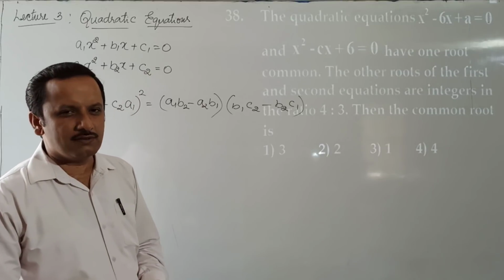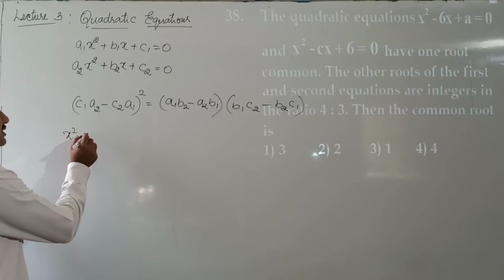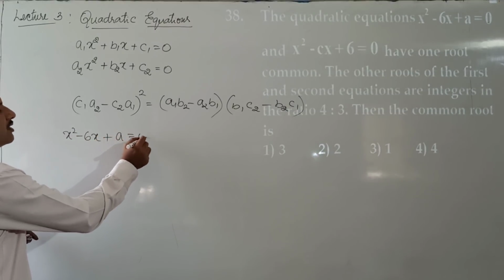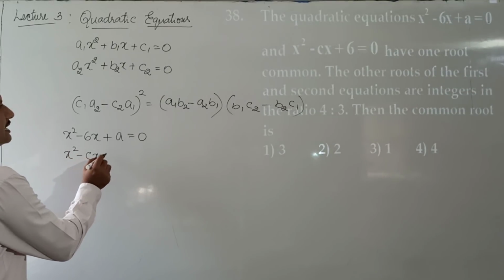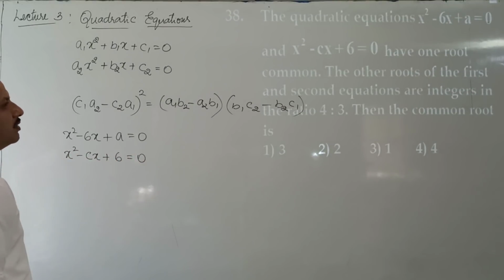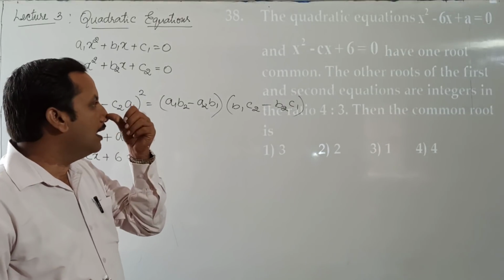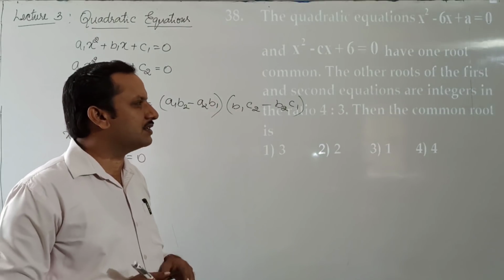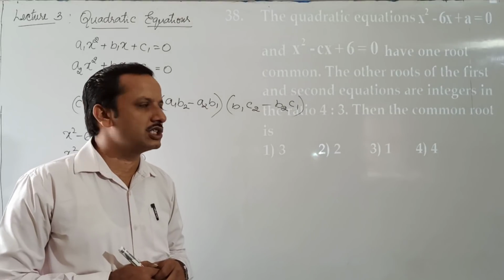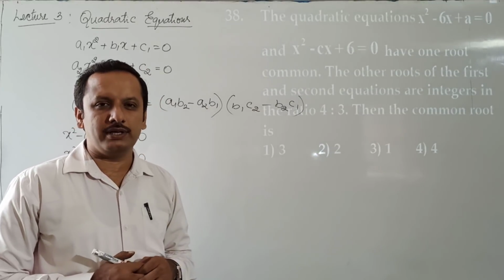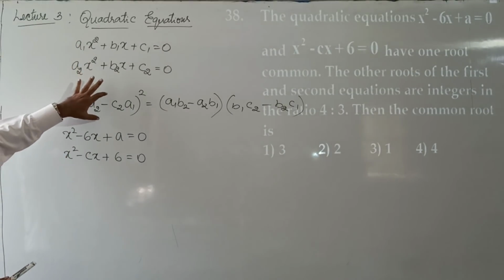Okay. So you understand the question first. Two equations they have given. The first equation is x² - 6x + a = 0, and the second equation is x² - cx + 6 = 0. These two equations have one root in common, and the other roots of the first and second equations are integers which are in the ratio 4:3. Then the common root is, okay, again one root is common, so we have to use this formula which I will use afterwards.